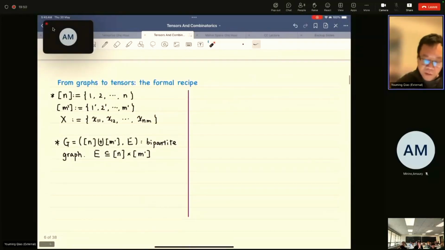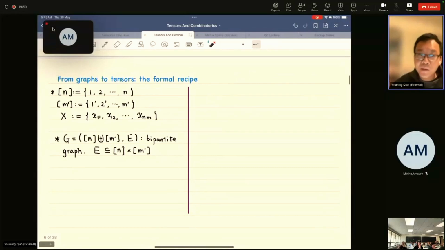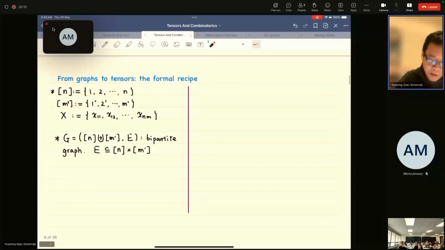Okay, so these 2 pages. I will just quickly go over what we just covered. It's just writing what I said for these examples in more formal terms. I will use bracket n to be the set of integers from 1 to n, and I will use bracket n prime to be the set of integers 1 prime, 2 prime, up to n prime. This prime is mostly used to distinguish between left and right parts of a bipartite graph.